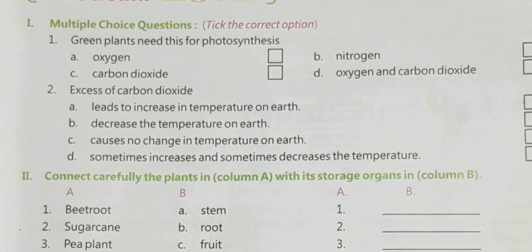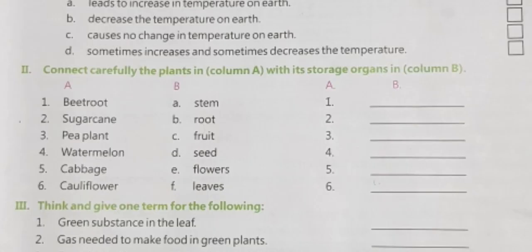Now, shall we go to the second activity, that is connect carefully the plants in column A with their storage organs in column B. In column A, you can see beetroot, sugarcane, pea plant, watermelon, cabbage, cauliflower. And in B, you can see stem, root, fruit, seed, flowers and leaves.